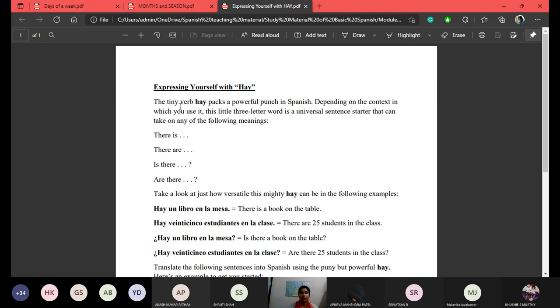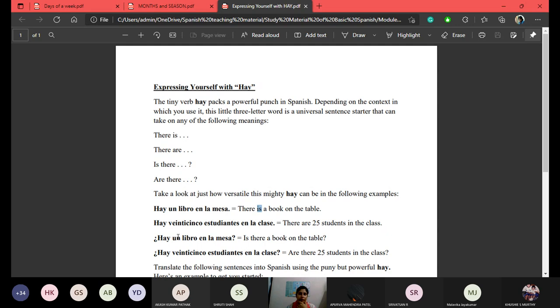Okay, so this tiny verb "hay" is a powerful punch, written over here already. So we will go to the meaning of this, H-A-Y. If I'm saying there is a book on the table, as I said, hay means there is. So there is a book, okay? So "hay un libro." You will see the meaning here is written "hay un libro." So that means there is no "is" in the sentence, okay? There is directly "hay un libro." So we are not putting here "is," okay? We are not putting any verb like "is" here.